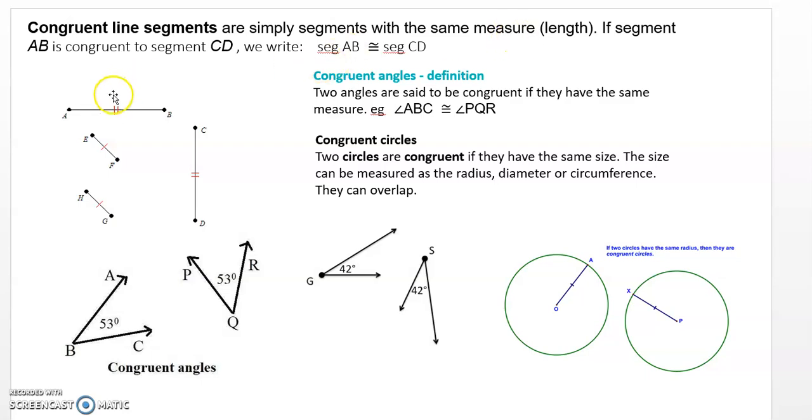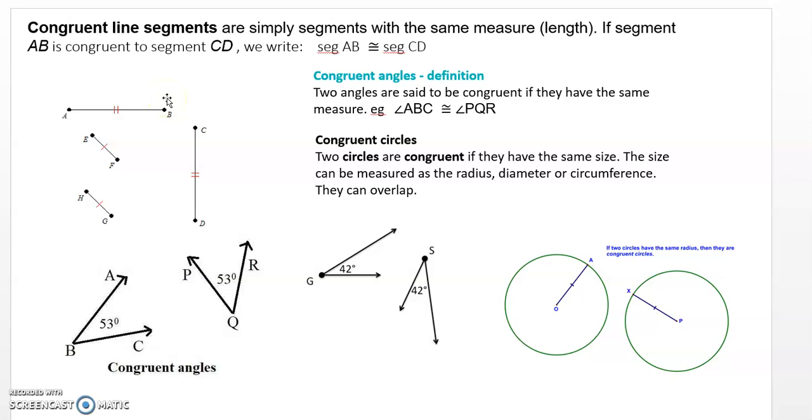So here I have just shown the example. AB and CD, these are congruent. So segment AB is congruent to segment CD. How do we write? We don't write segment in full form, we write it as SEG. Then AB in capital letters. The congruent symbol is like this, congruent to segment CD. Now here EF is congruent to HG, so you can write segment EF congruent to segment HG. So this is the meaning of congruent line segments.